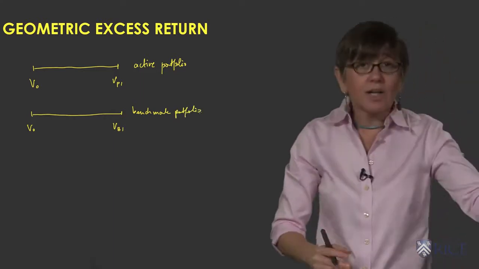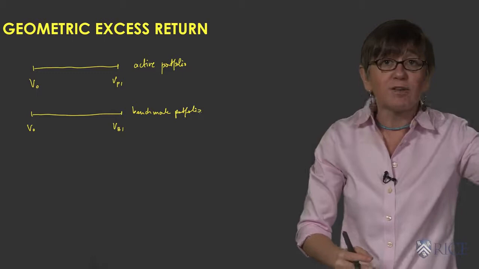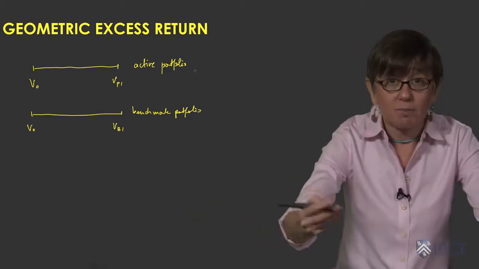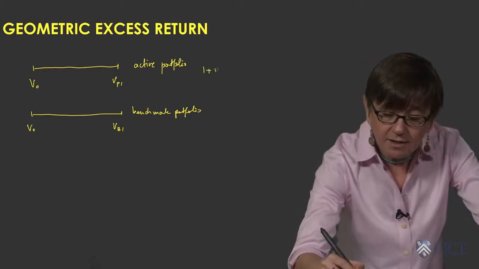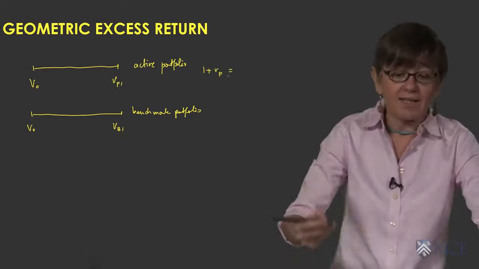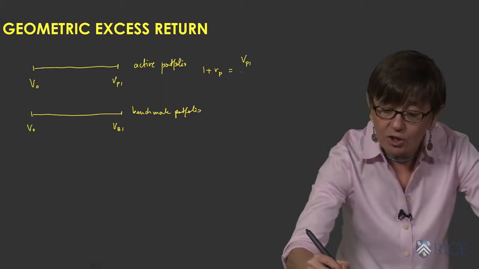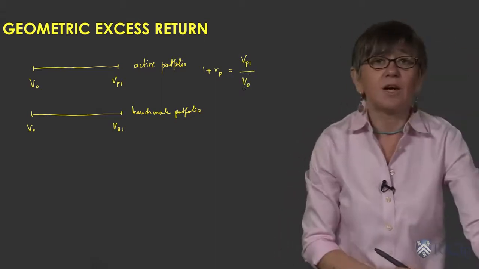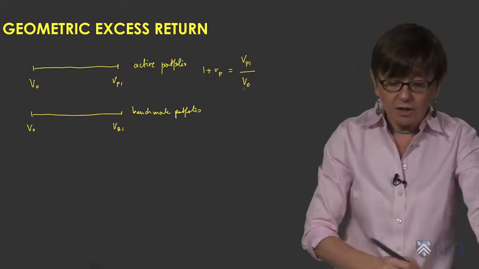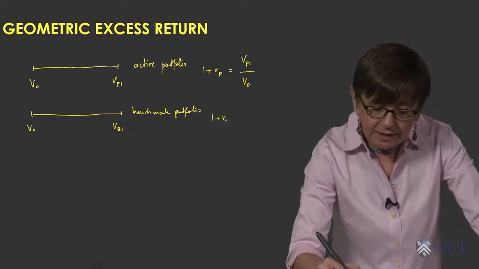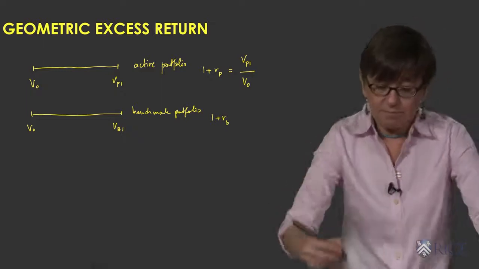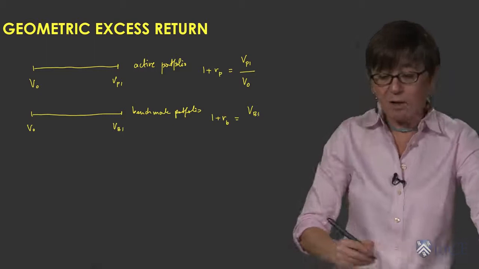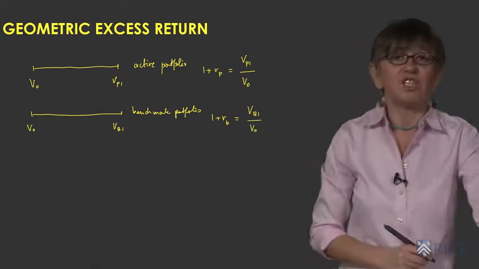Now accordingly, we can compute the portfolio return and the benchmark return. The portfolio return, RP, as we've seen before, is given by the ratio of the ending value divided by the beginning value. What about the benchmark return? Let's call that RB. Well, it's given by the ratio of the ending value of the benchmark portfolio divided by its initial value.